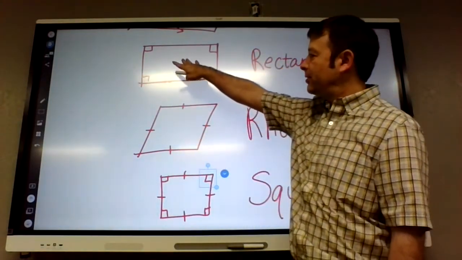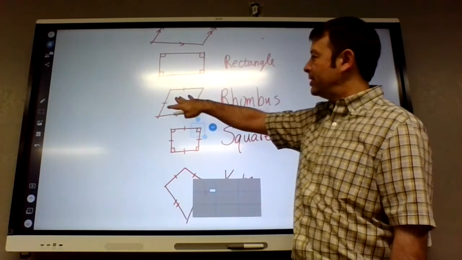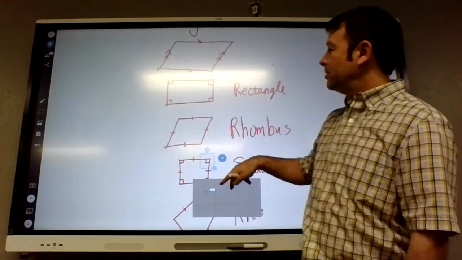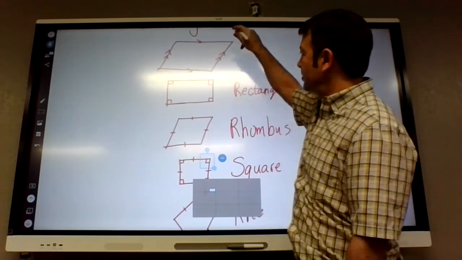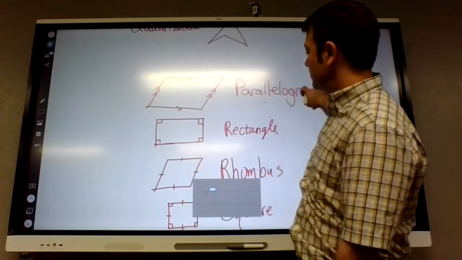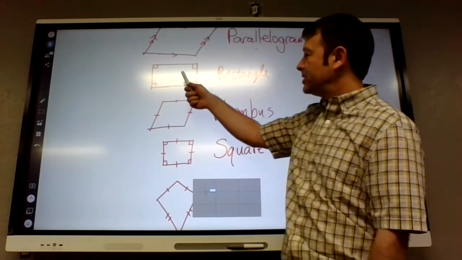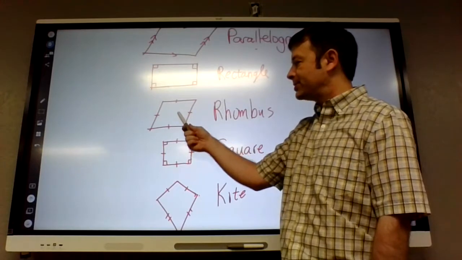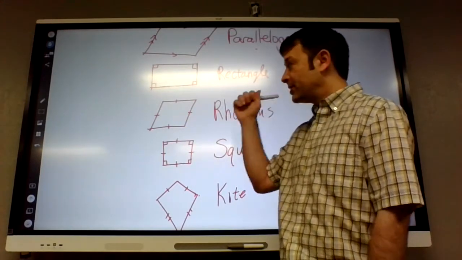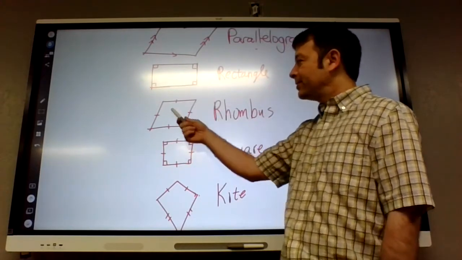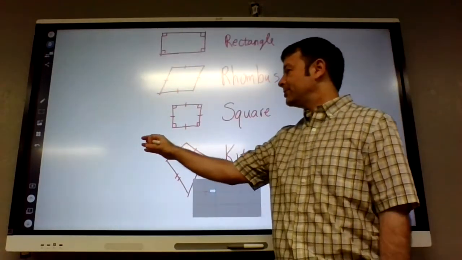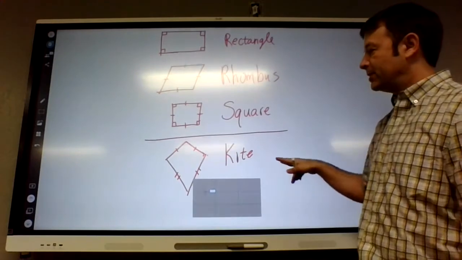It's kind of like rectangle and rhombus got married and they had a baby square. But the whole family is called parallelogram. A square is both a rectangle because it has 90-degree angles and a rhombus because it has equal sides. So that's why it's the child of rectangle and rhombus. But then kite is not a parallelogram, so it's a separate thing.